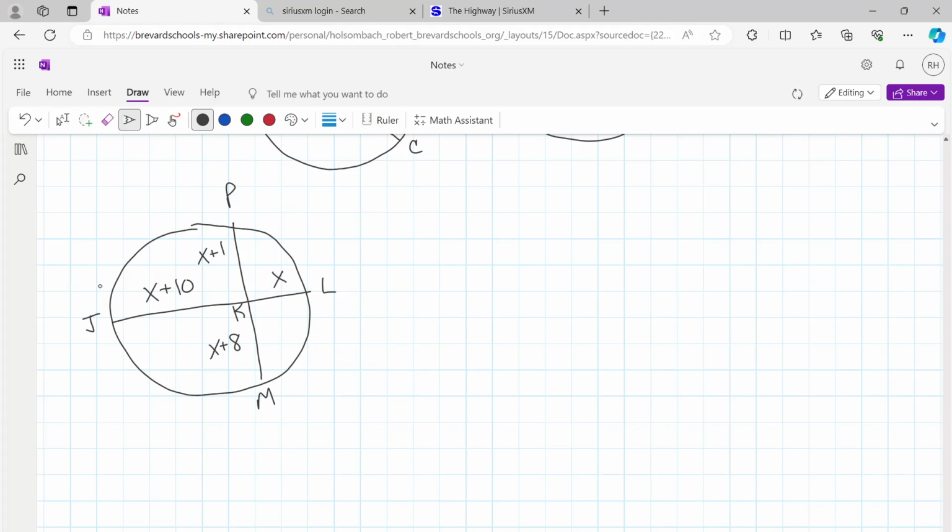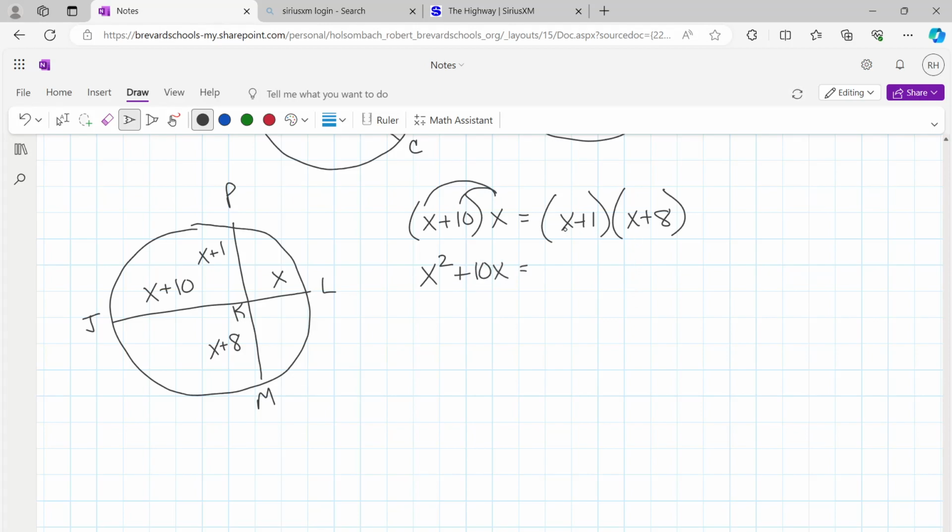So we're going to multiply. We're going to take this x plus 10 times x, and that's going to be equal to x plus 1 times x plus 8. In this case, on the left-hand side, we have to do the distributive property, so we're going to multiply the x times the x, and we're going to get an x squared, and then the x times the 10 would be positive 10x.